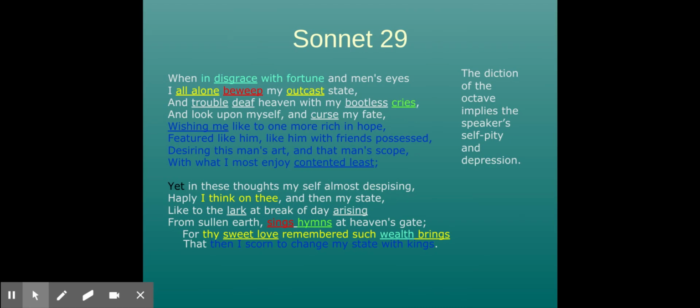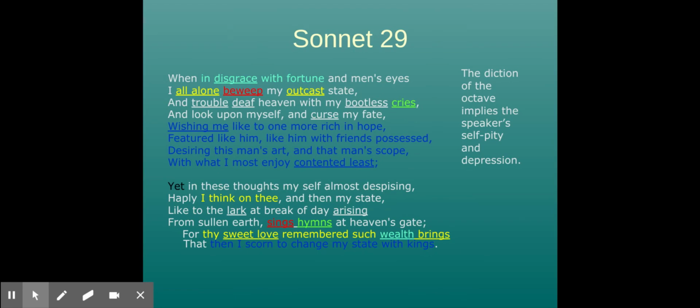But then there's the turn, and it's signaled here by the word yet. Yet in these thoughts, myself almost despising. So even as he's thinking these things, he happens to think on thee. And we have to think about, who is this thee, this person that he's thinking about? And it makes his hopes like to the lark. A lark is a bird, like a bird bursting forth at the beginning of day from the earth. And this bird is singing at heaven's gate, whereas before he had been crying out to deaf heaven.